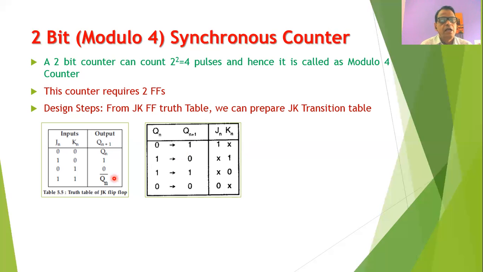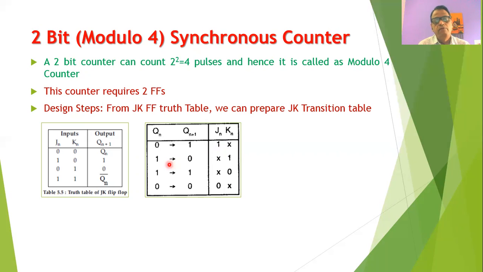Therefore, we can say that in both the cases, j is equal to 1 and k can be either 0 or 1. And therefore, in the transition table, we will make an entry 1x. So whenever you want to achieve a transition from 0 to 1 of the JK flip-flop, then j must be equal to 1 and k can be anything, either 0 or 1, and therefore we have written x.